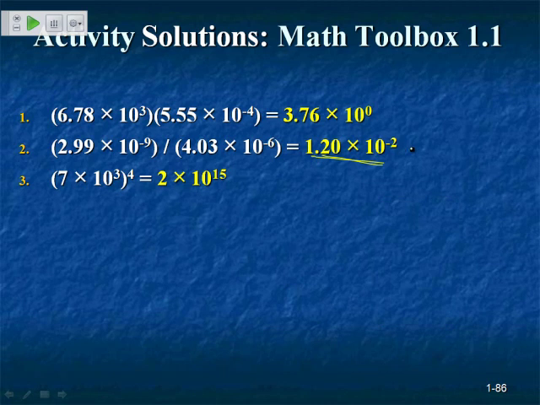Because if you punch in the numbers in the calculator, do you get anything near 1.2? Only if you switch it. Maybe they did 4.03 divided by 2.99. Okay, they switched the order. That's why. All right, that is wrong.